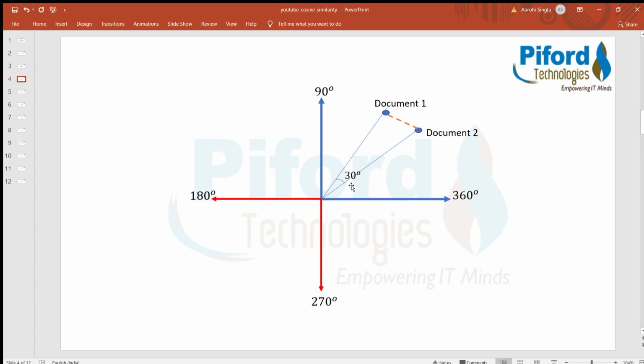See, the smaller the angle, the higher the similarity. Here the angle is 30 degrees, meaning the angle is smaller, so there is higher similarity. Suppose you get a 10 degree angle here; that means the similarity is even more than at 30 degrees. Alright, so let's see different examples.